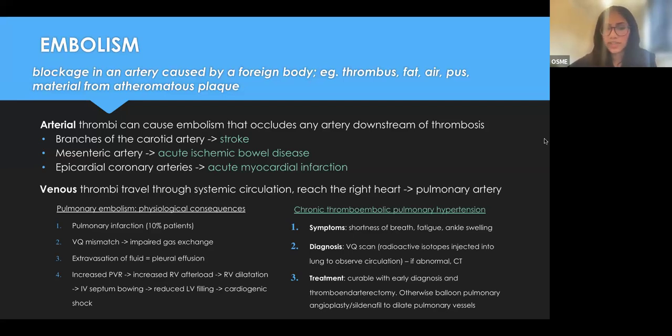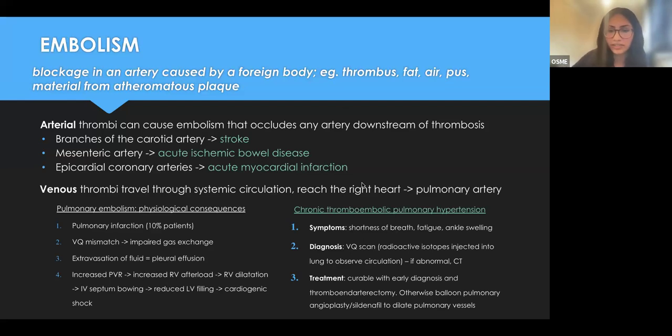So you remember from first years, you get impaired gas exchange, reduced PaO2. You can also get extravasation of fluid, so fluid in the lungs can manifest as breathlessness or coughing, and increased pulmonary vascular resistance. Ultimately, this will increase right ventricular afterload, so you get right heart failure essentially, but that's quite extreme.